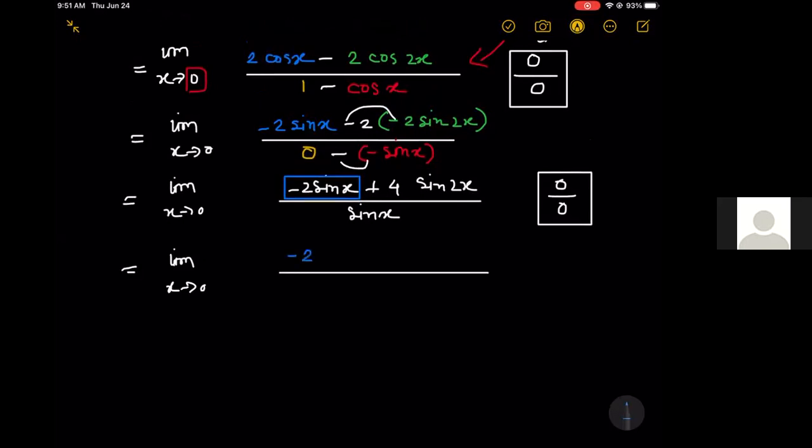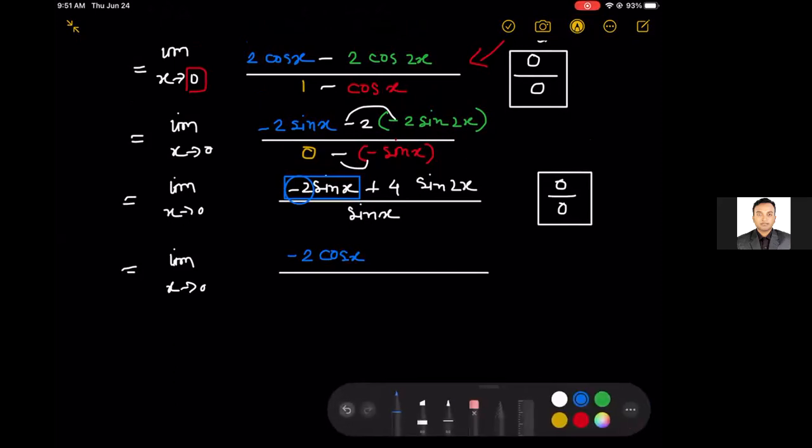Exactly, yeah. So first of all, this -2 is not doing any harm to us. And we know the derivative of sine x is cosine x. So that's it, -2 cosine x. Because that constant will be kept outside using the constant function rule, if you remember. So all we need to care about is the derivative of sine x, which is cosine x.